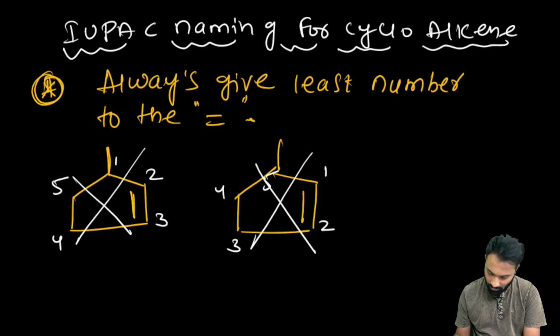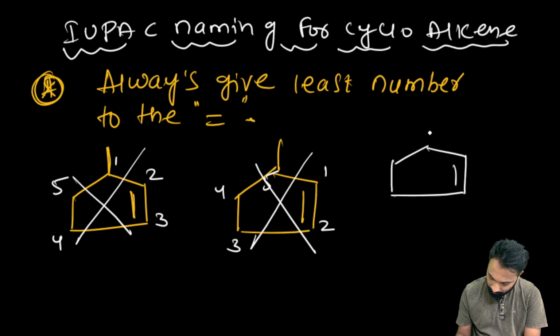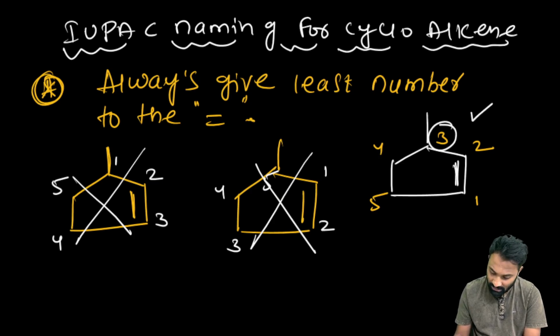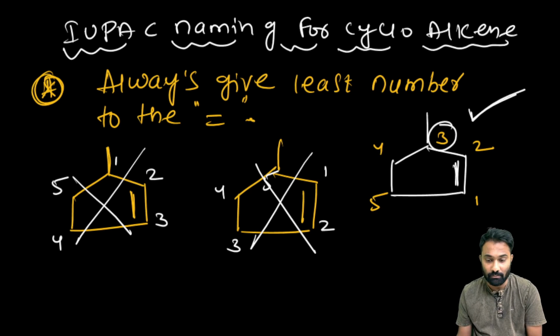So this is also wrong. Now if you start the numbering from here, 1, 2, 3, 4, 5, then you can see what we are getting. The double bond is getting 1 and 2, the least number, and the substituent is also getting the least number, 3, right? So this is the correct numbering. Now what is the IUPAC name of that compound?